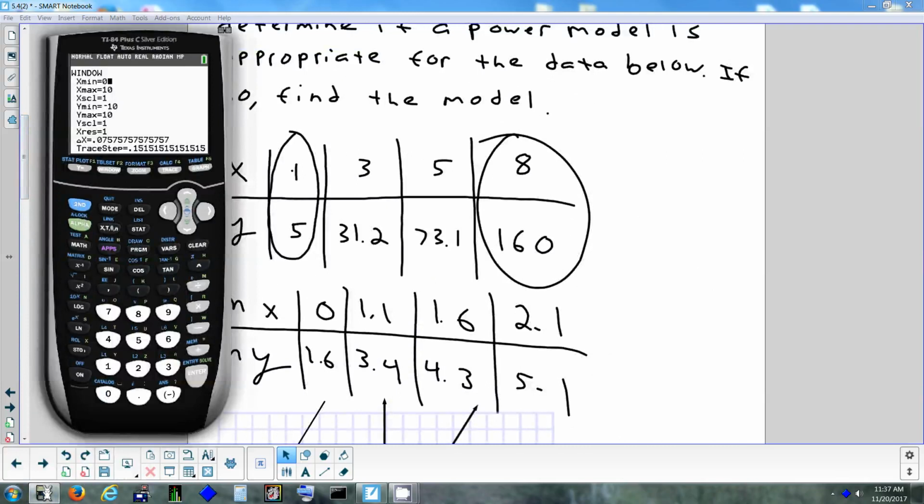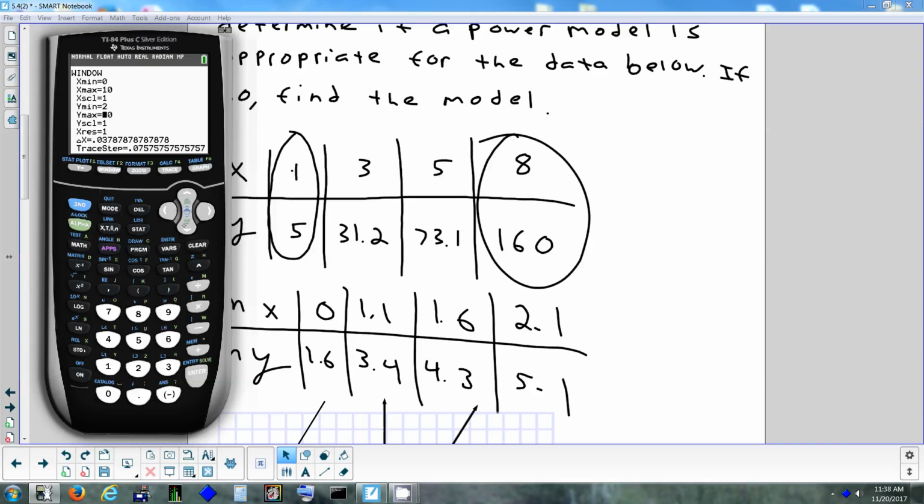X max, you could leave at 10, that's fine. How about y min? I don't think we need negative 10. What would be a good y min? Oh, Tyler? What's my smallest y value in that table? 5. So let's go a little lower than 5. Nice simple number. 2? Yeah, you can do 2. I would have done 0. Doesn't matter. Something you can see is fine.